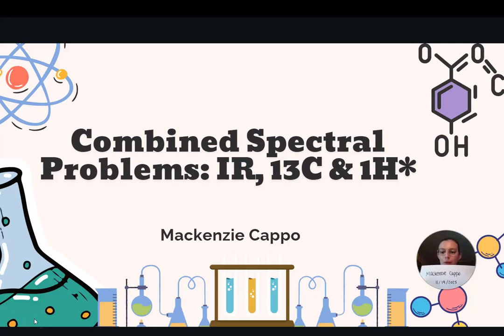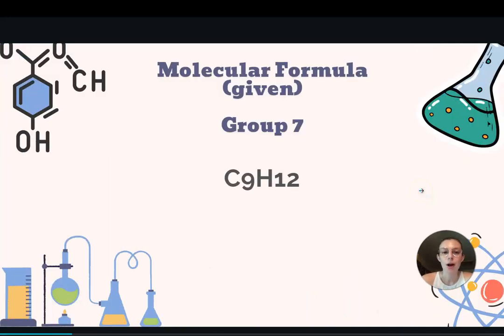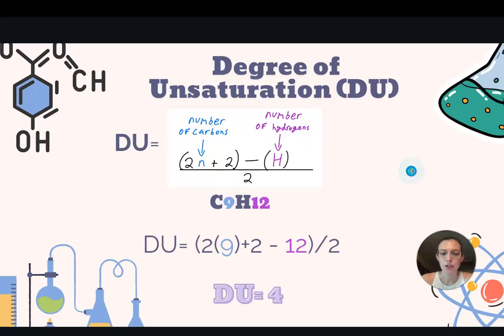Hi, my name is Mackenzie Capo, and today I'm going to be going over a group of spectral problems that we were given. We were provided a group assignment number, a molecular formula, and a few spectral graphs, and asked to propose what molecule it was that we were looking at. So my group was group 7.